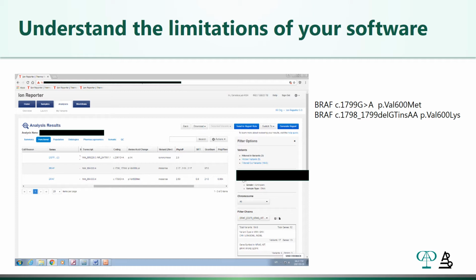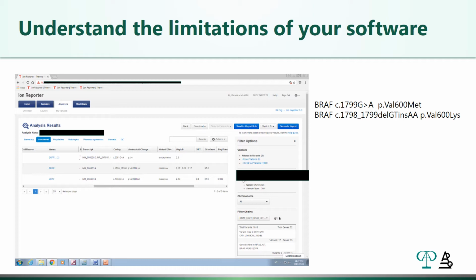One of them was the C1799G to A, which would be a valine at 600 to a MET. On the other hand, there was a valine to a lysine, which is actually a deletion of the GT and an insertion of an AA. And both of these were called at essentially the same variant allele frequency and with the same quality metrics, suggesting that the software was very convinced that both of these variants were present.